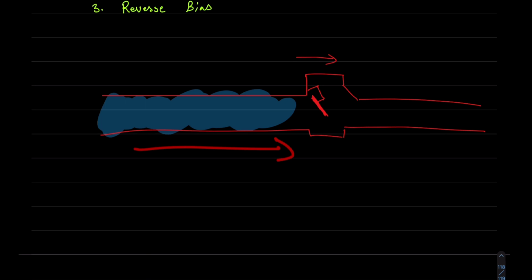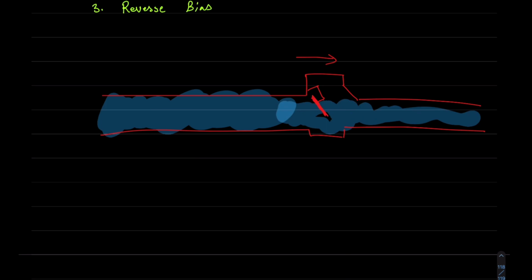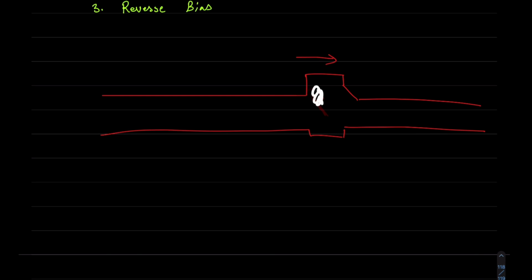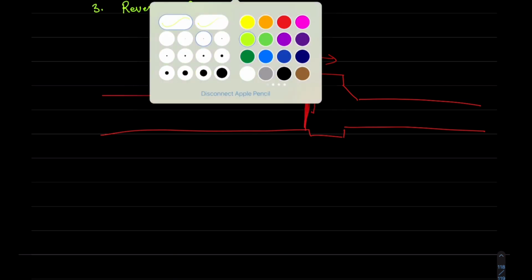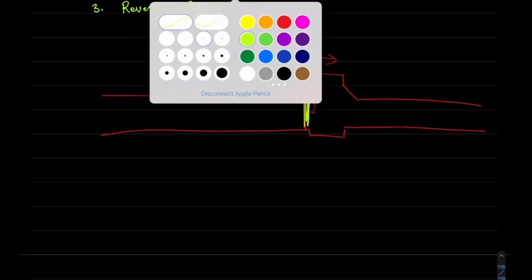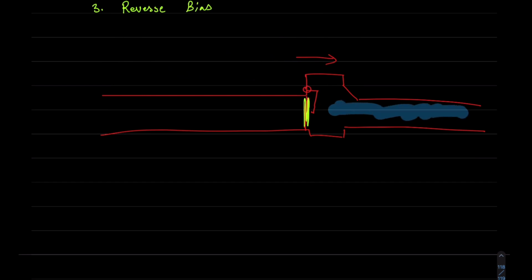So if water is moving from left to right, this valve will open and this will allow the flow of water throughout the pipe, right? Now what happens in the opposite direction? Now the water has gone and our check valve is in the initial position. Let me change the color. The check valve is in the initial position. Now what happens when water starts flowing in from the other direction?